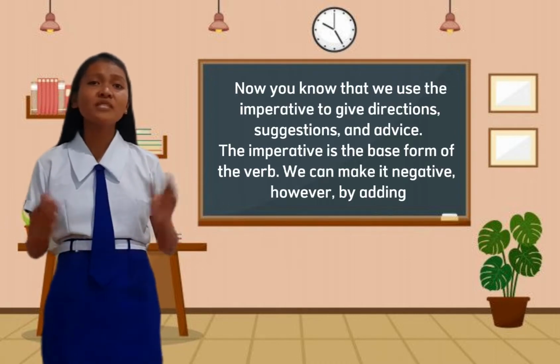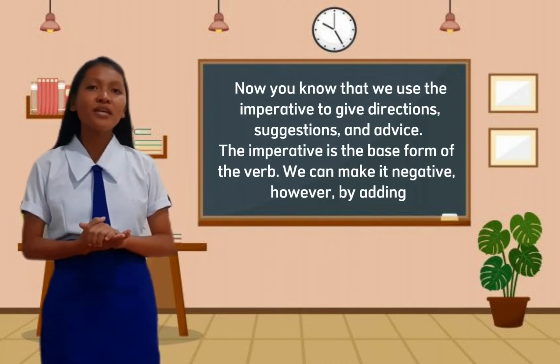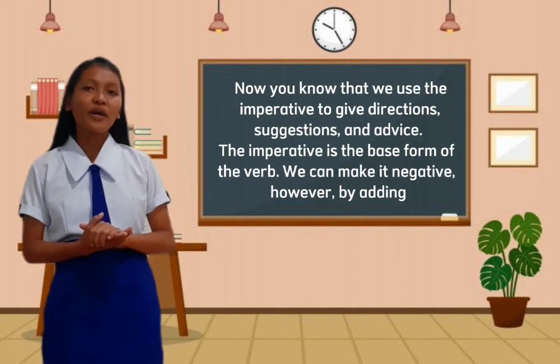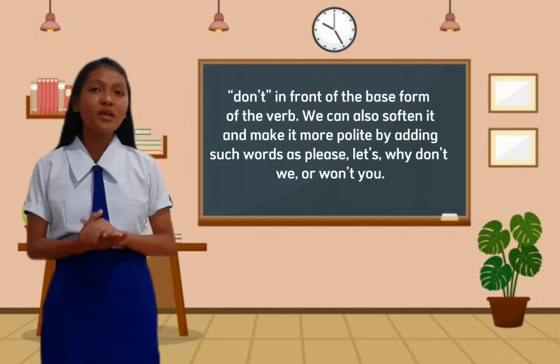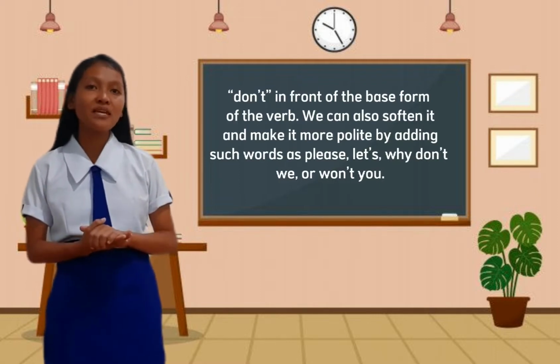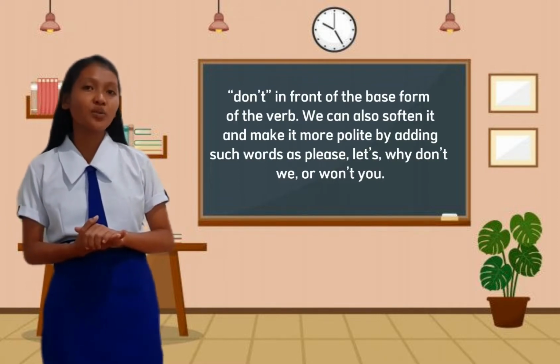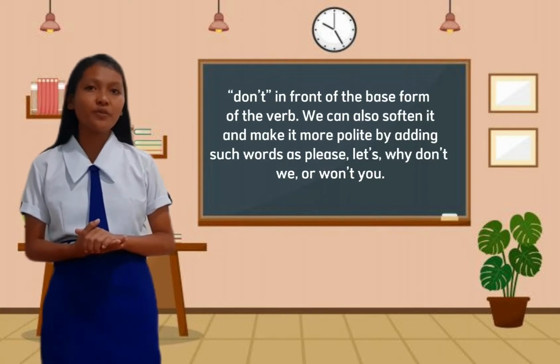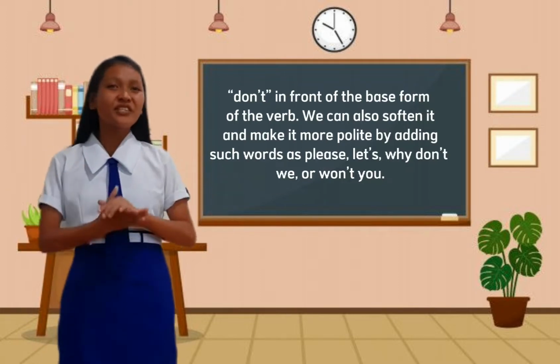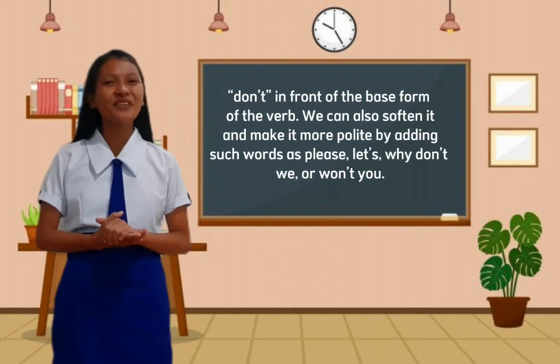The imperative is the base form of the verb. We can make it negative by adding don't in front of the base form of the verb. We can also soften it and make it more polite by adding such words as please, and let's say why don't we or won't you. Now, it's your turn to apply it in your daily communication.